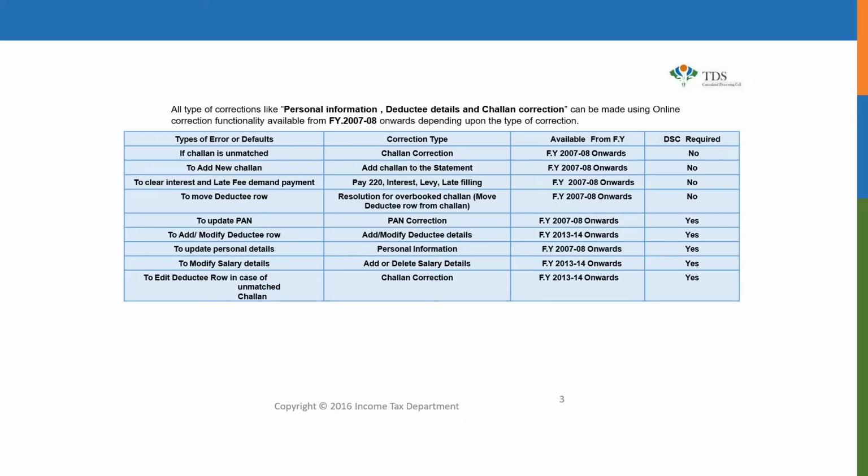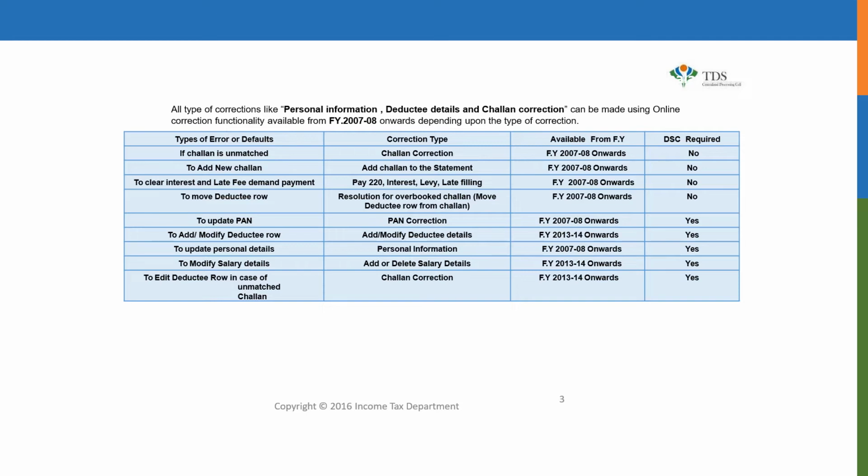This feature can be used for corrections in statements from financial year 2007-8 onwards. Though this can be availed with or without the digital signature certificate, we strongly recommend doing this correction using the digital signature certificate. That will be very convenient.